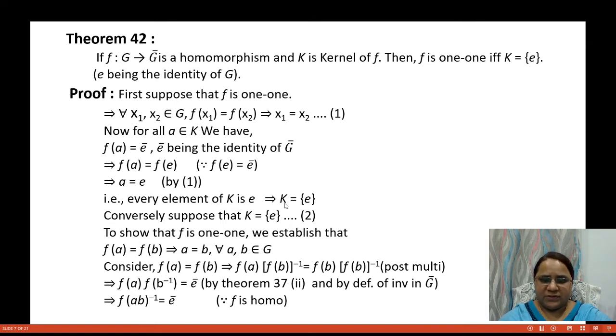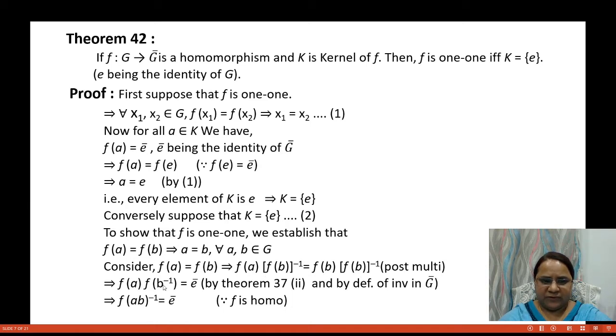Now we'll suppose this K is equal to e and we'll arrive at the result. Conversely, suppose that K is equal to e, let us call this as 2. To show that f is 1-1, we need to show that if elements a and b have the same image under f, then a equals b. So let us take f of a is equal to f of b, then a is equal to b for all a, b belongs to G. Consider f of a is equal to f of b, which implies f of a into f of b whole inverse, post multiplying f of b whole inverse on both the sides.